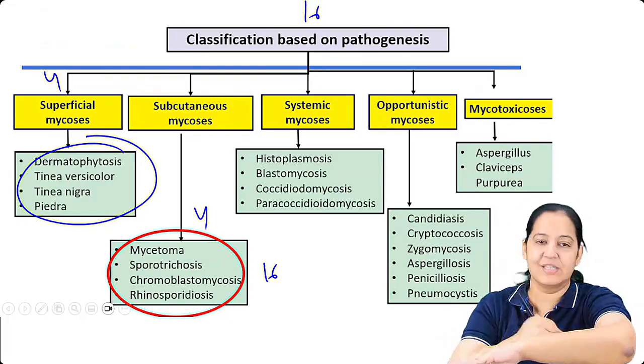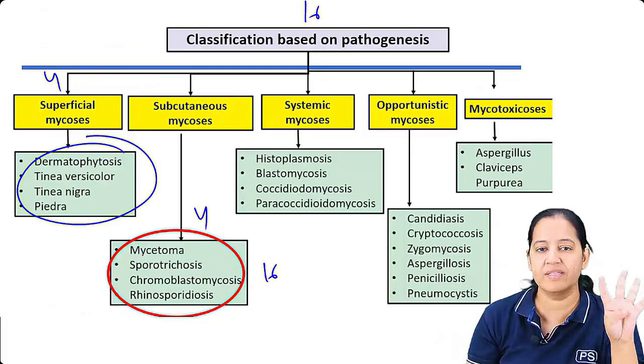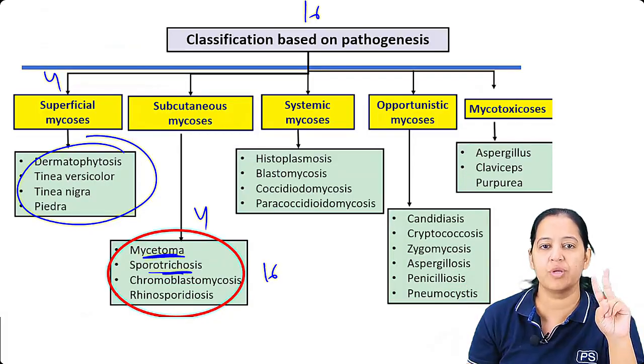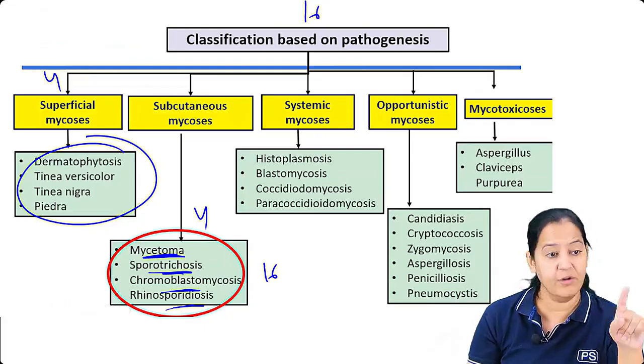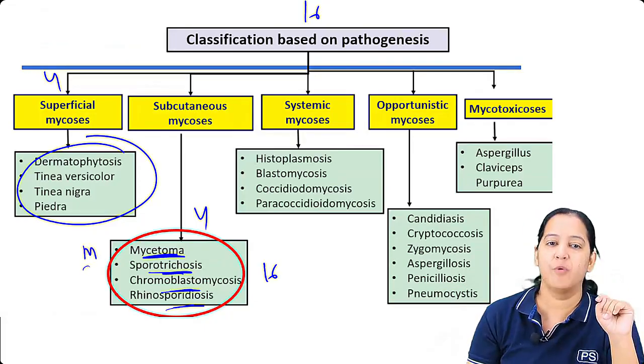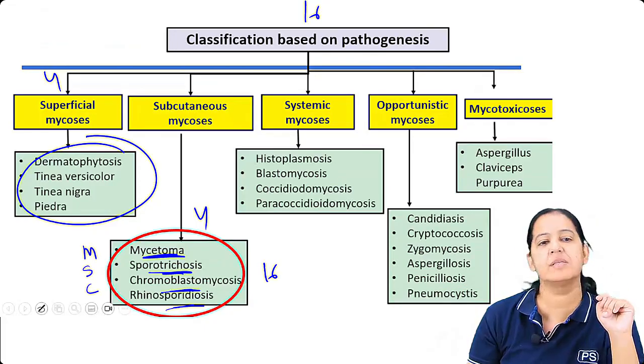No, subcutaneous lesions will be there. Which are the 4 fungus? 4 diseases: Mycetoma, Sporothrix, Chromoblastomycosis, Rhinosporidiosis. First learn the name. We will teach you. See in your chart also. Mycetoma, Sporotrichosis, Chromoblastomycosis, and Rhinosporidiosis.